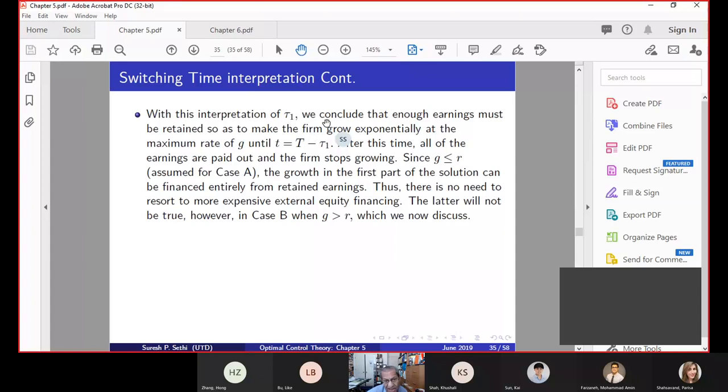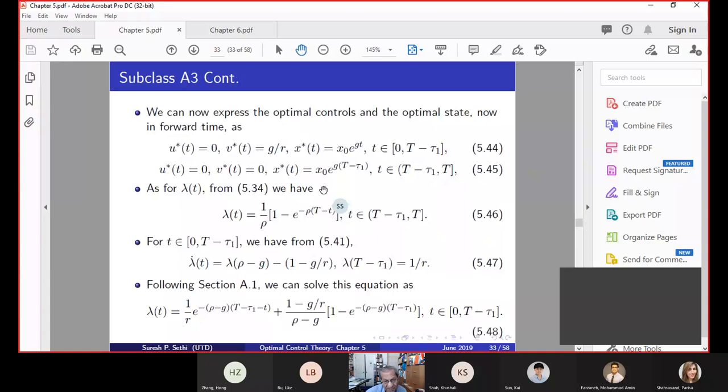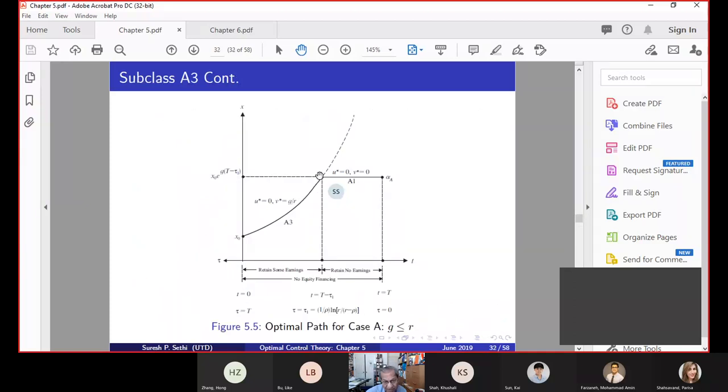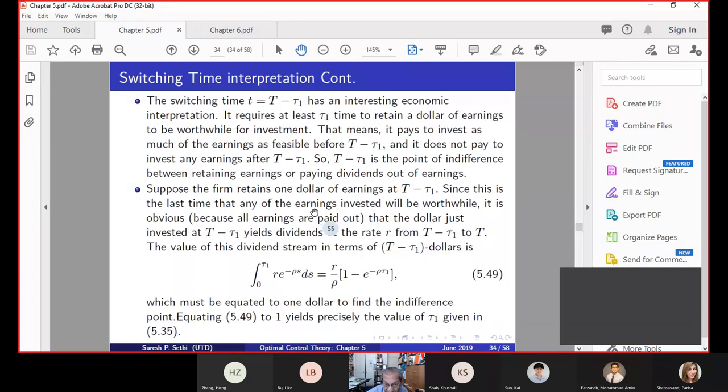With this interpretation of tau, we conclude that enough earning must be retained so as to make the firm grow exponentially at the maximum rate of G until this. Because if this is an indifference point, then if I have a dollar here, I'm even better off. I get more than a dollar because at some point I will get a little bit of dividend, and then I'll get a full dividend. So the company's value will continue to grow.